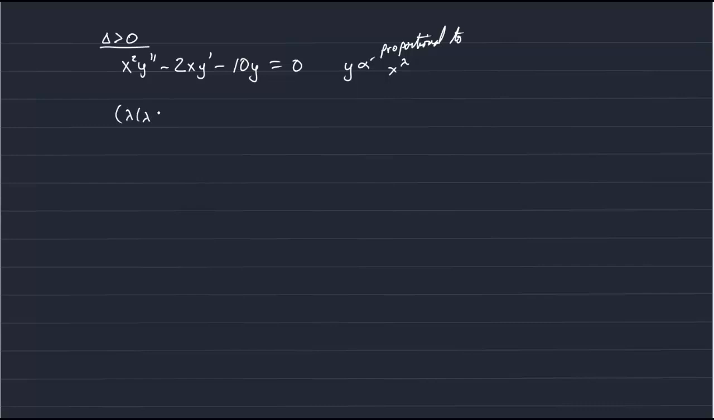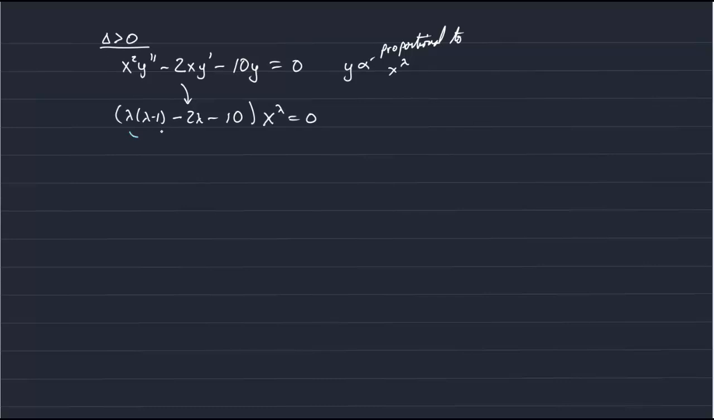So the first example is the case in which the discriminant is greater than 0. So we have, again, our Cauchy-Euler equation of the form x squared y double prime, and our constant c1 here is minus 2, times x y prime, and our second constant c2 is minus 10, times y, is equal to 0. And so we're going to assume y is proportional to x to the lambda, and we'll get the characteristic equation of lambda times (lambda minus 1) minus 2 lambda, right, minus 10, all times x to the lambda is equal to 0.